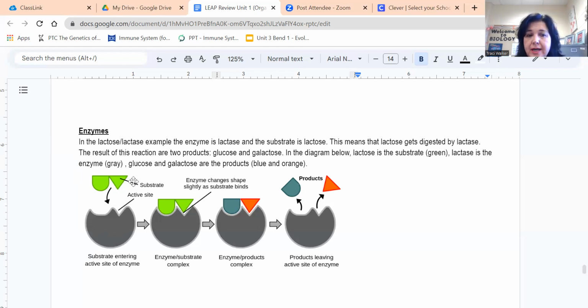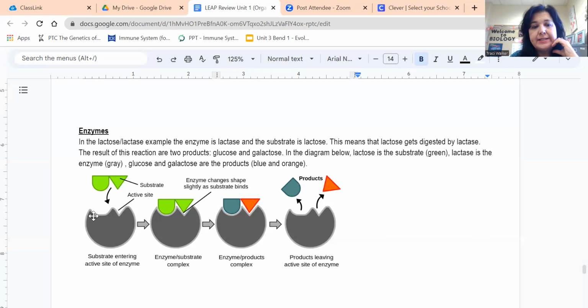So your substrate, which is this green shape here, would be your lactose. So the substrate is whatever the enzyme is going to act upon, okay? And so the gray shape here is your enzyme. And so that is, in this example, your lactase. So here's your enzyme, lactase, and this is called the active site.